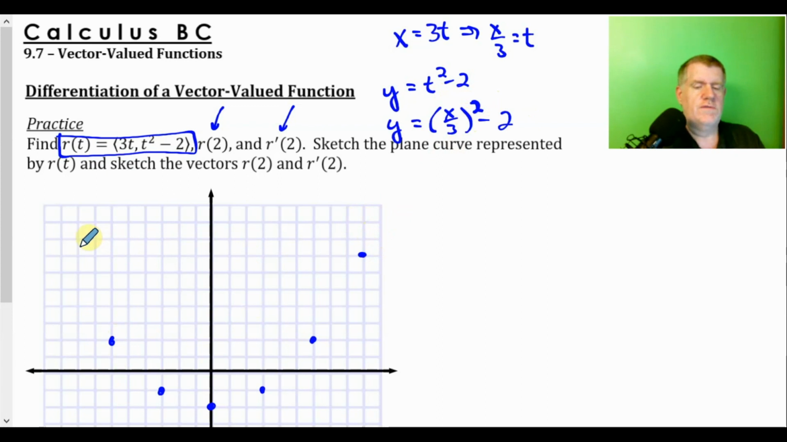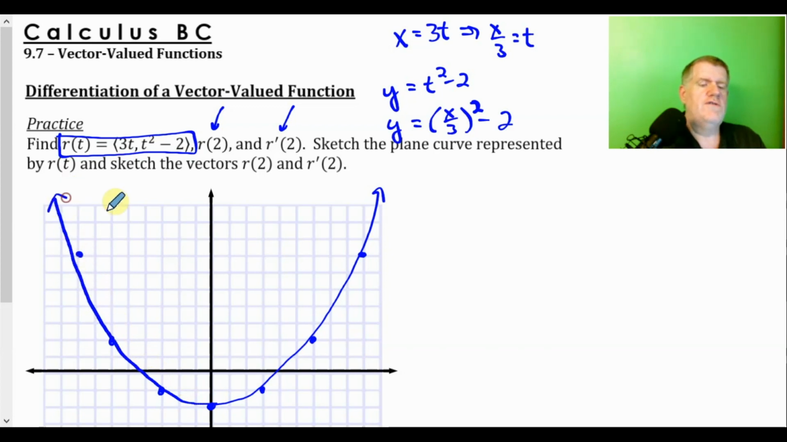Now I'm going to try to draw this curve, which is not going to be the easiest thing for me to do. Wow, I fit that side pretty well. Now let's see how badly I mess this one up. I didn't do it too bad.